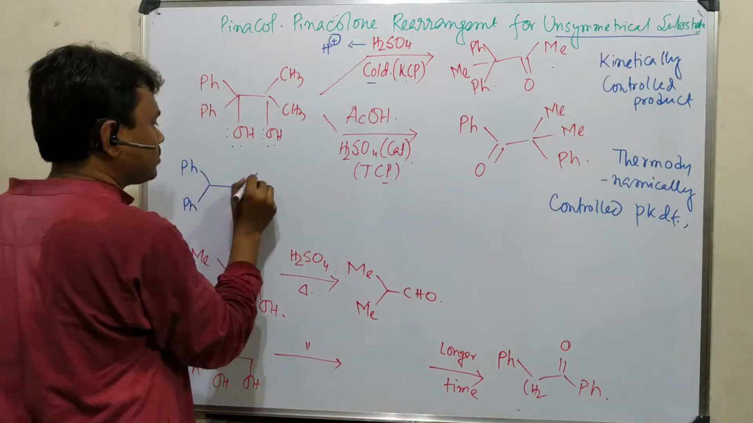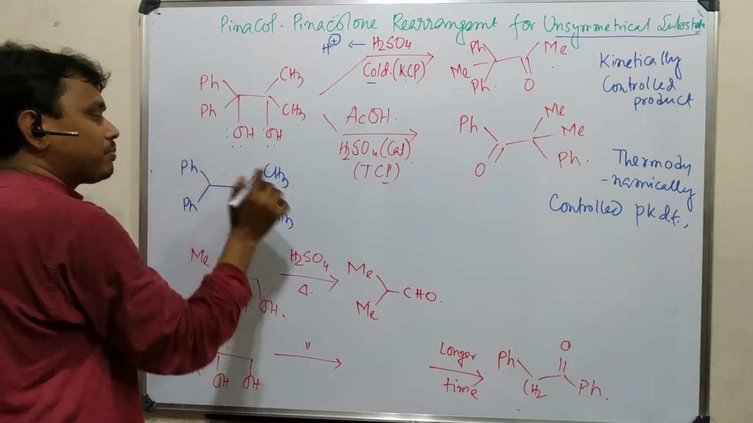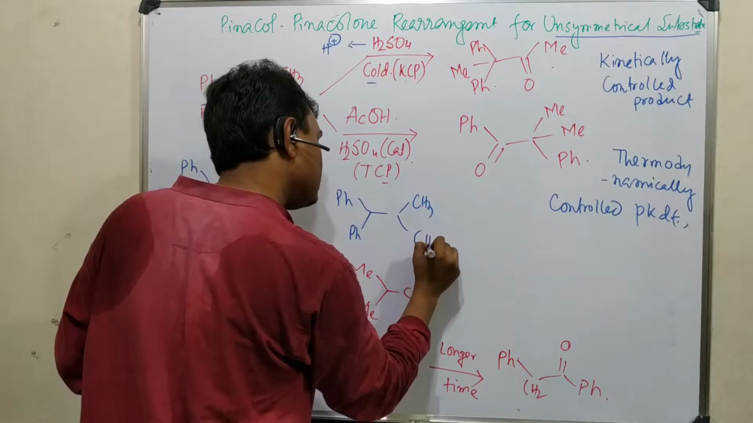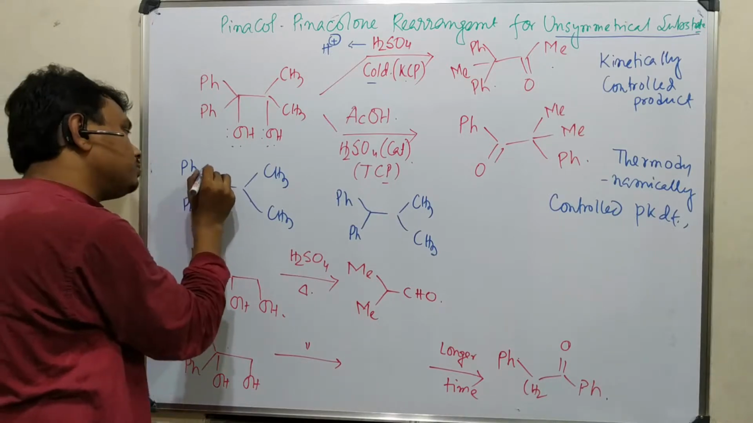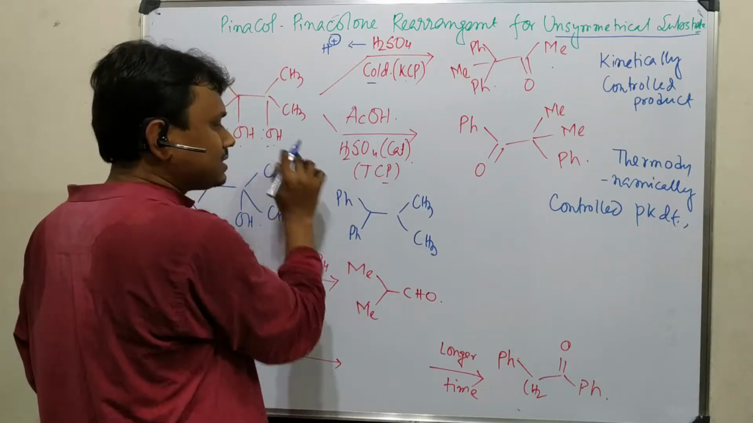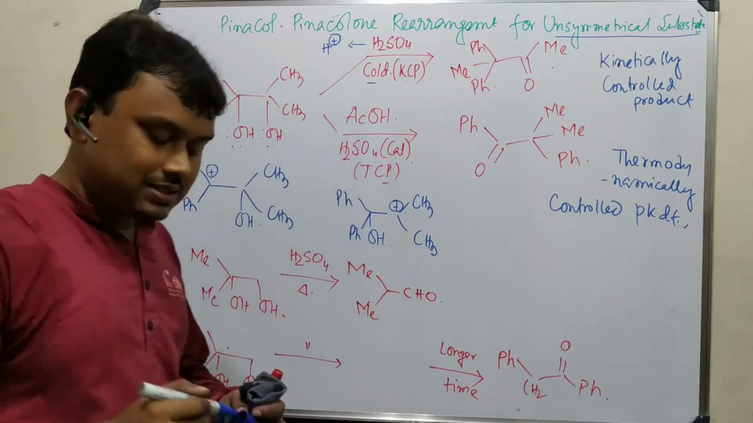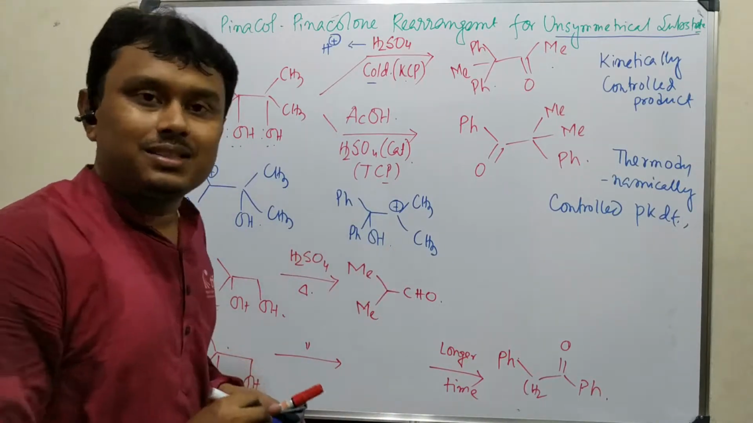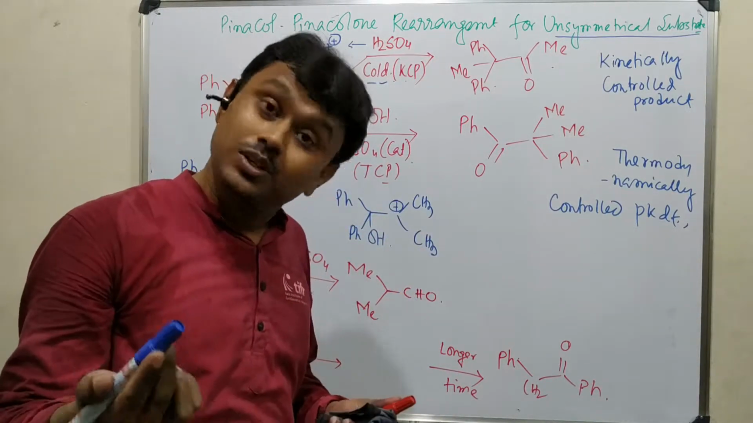If protonation happens on this, then the carbocation will be generated here, and these groups will be intact. And if protonation happens on this, then the carbocation will be generated here, and this will be intact. Now, kinetics means low temperature and collision. So what will be the product under this? That's why cold is written. Low temperature means kinetic control, and if you increase the temperature, thermodynamics will start to play a role.